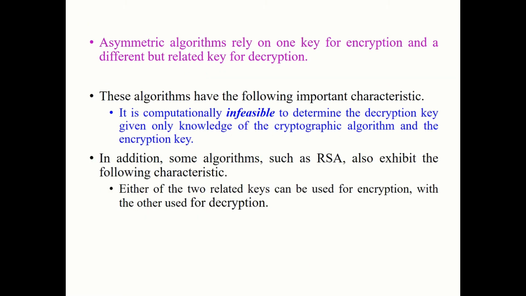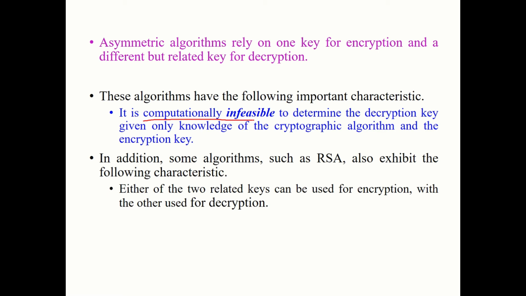If we depend, as I said, on symmetric, then we have one key. But asymmetric algorithms have two keys. One is used for encryption, and the other one is used for decryption. And it is computationally infeasible to determine one of the keys if you know the other key. And it is a little bit difficult, because the computation is complex, and it cannot be reversed.